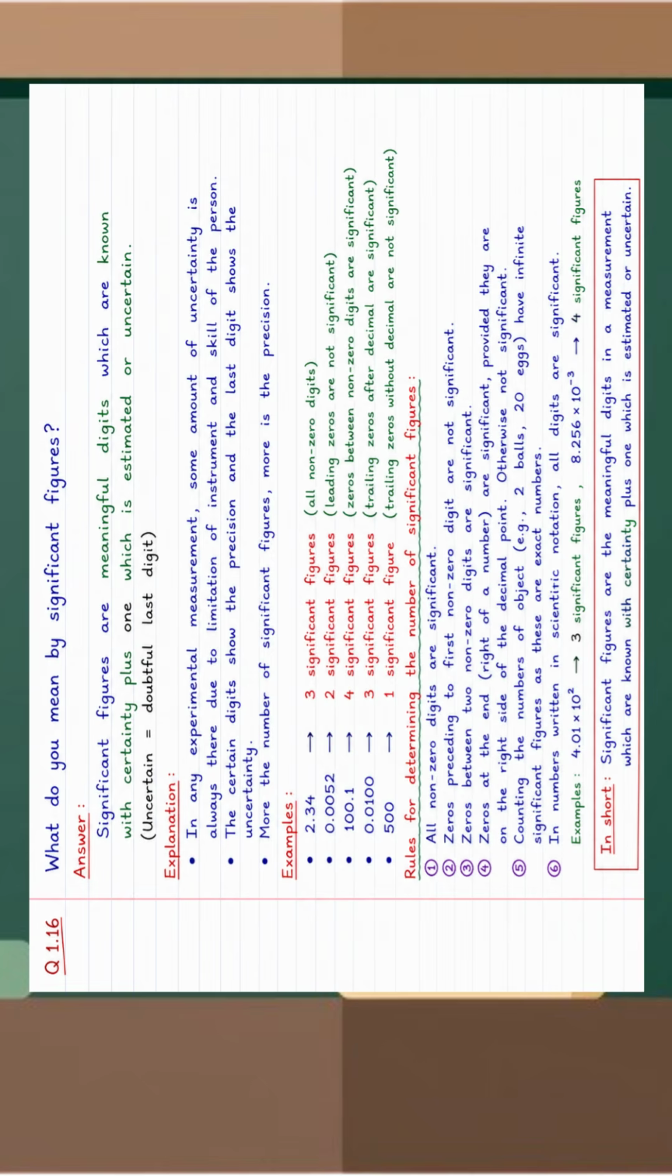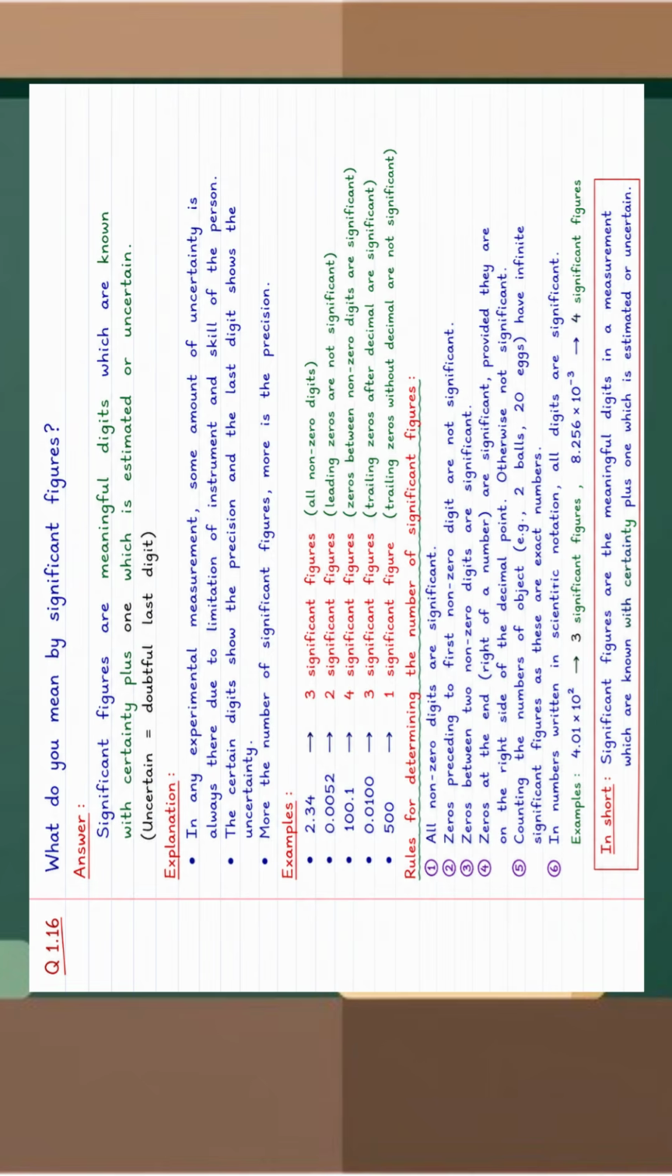First example, 2.34. All digits are non-zero, so it has three significant figures. Second example, 0.0052. Leading zeros are not significant. So only 5 and 2 are counted. Therefore, it has two significant figures. Third example, 100.1. Zeros between non-zero digits are significant. So it has four significant figures.